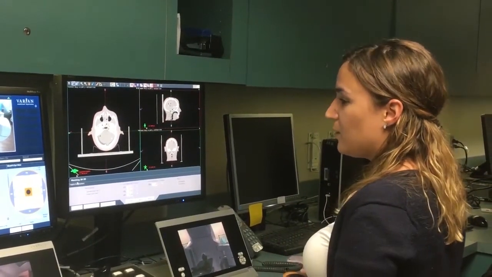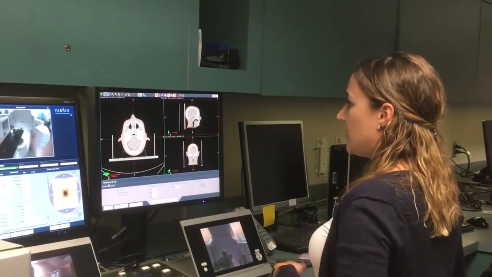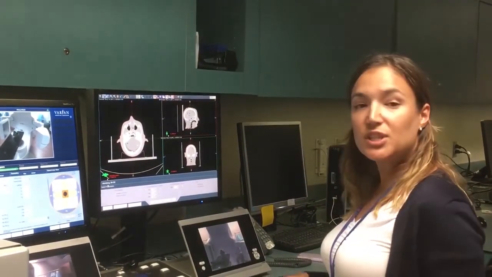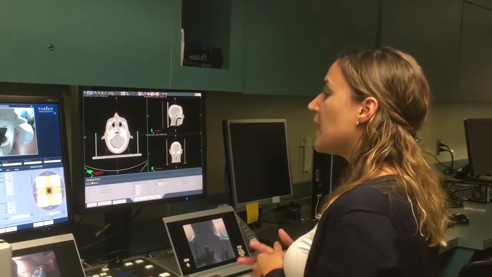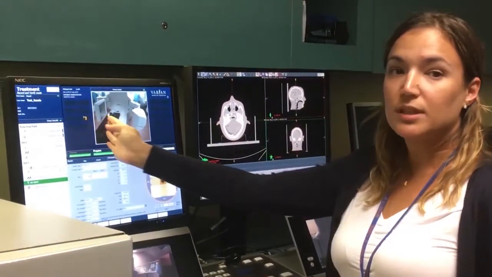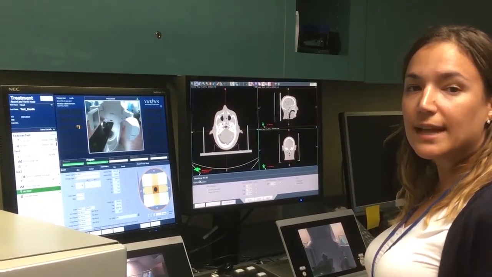axis. If you picture the patient laying on the table saying yes, that would be the pitch. So it's the rotation along the lateral axis. And then there's the yaw, and the yaw just matches the table rotation essentially. So it's a rotation along the vertical axis.